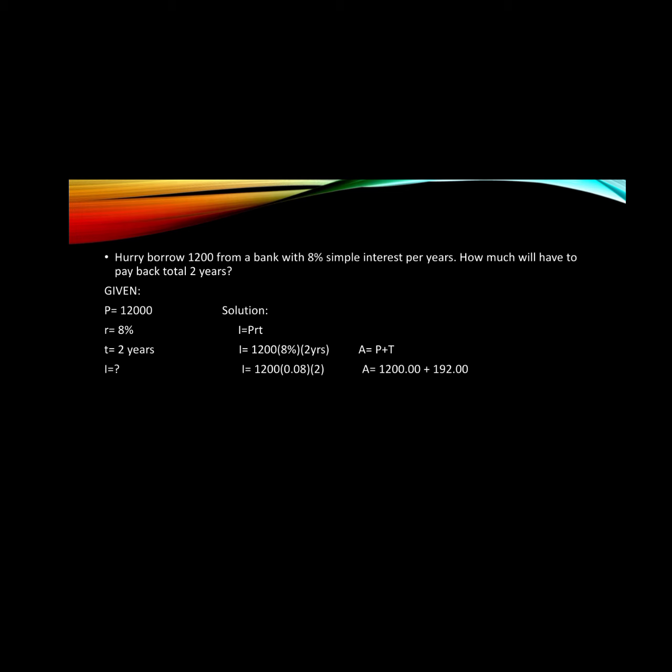Interest is equal to principal times rate times time. So the I is equal to 1,200 times 8% times 2 years. So we need to convert 8% into decimal. Converted into decimal, 8% is 0.08.